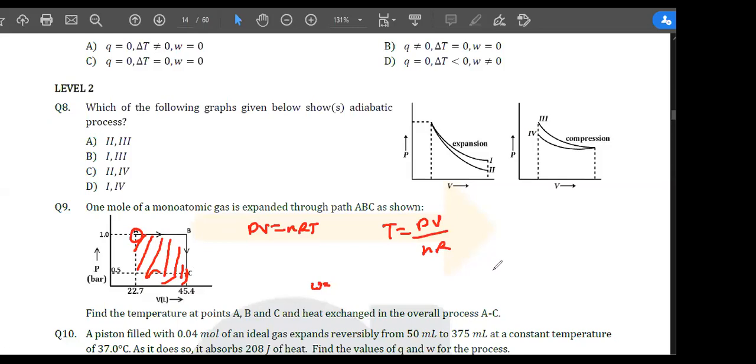So we know that Q is equal to delta U minus W. So delta U is nCV delta T. So overall process के लिए delta T निकल जाएगा. Yes or no? Any issues in this? And यहाँ पे तुम A और C का पहले टेम्परेचर निकालो. सेम आ जाए, तो 0 हो जाएगा. So Q will be just minus W. Right? Got it?